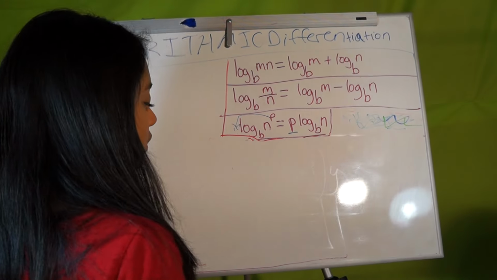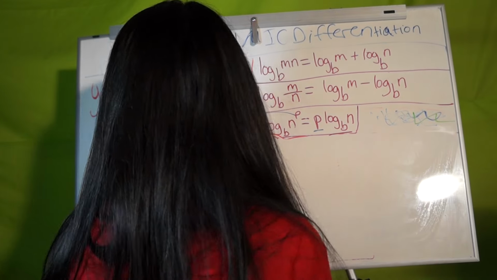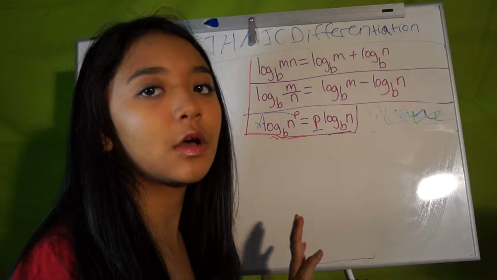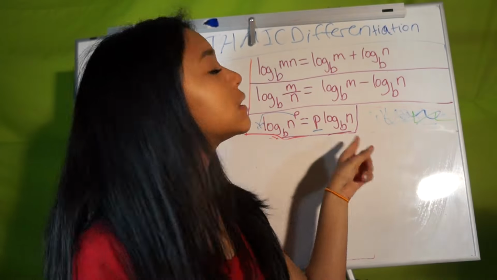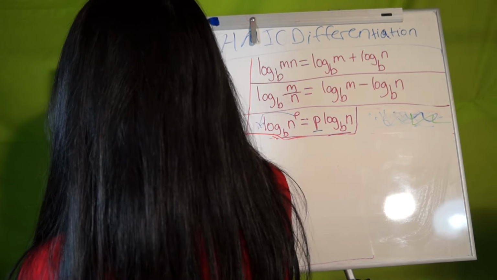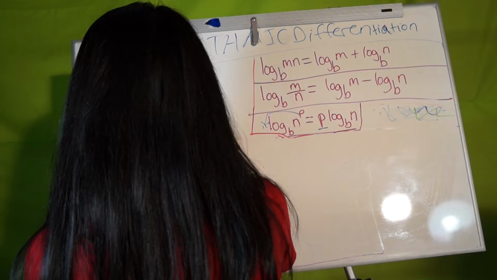Alright. So another problem we will be doing is y equals x to the x. Now please don't freak out and say, oh my god, I can't do it, because you can. Using these properties, you can do it. I don't want to put it over here, I'm going to put it in the middle here: y equals x to the x.